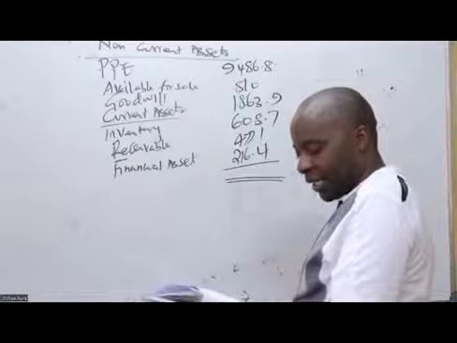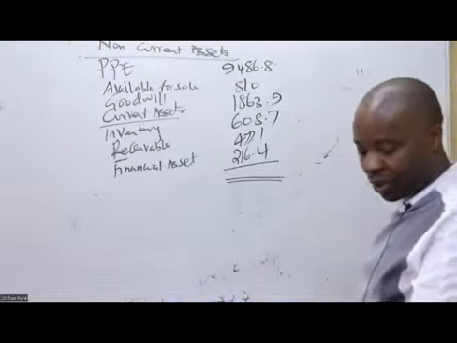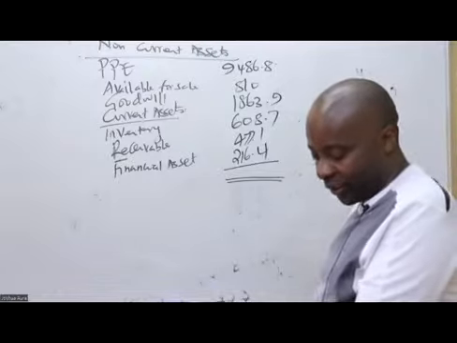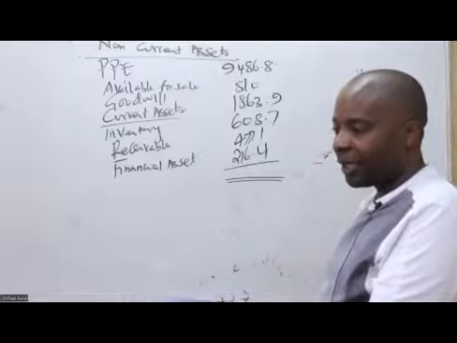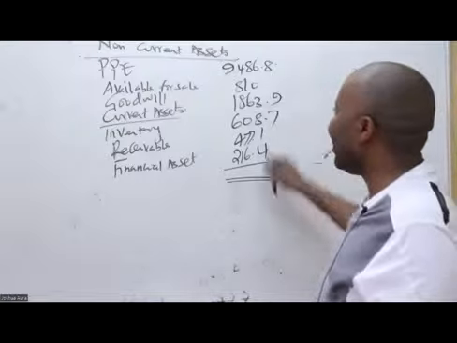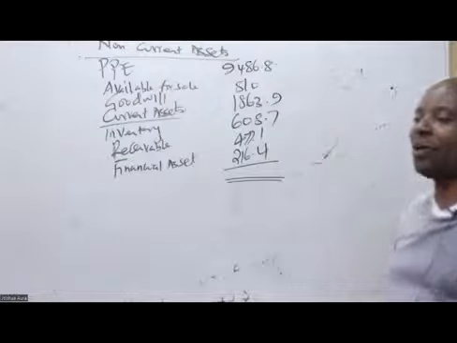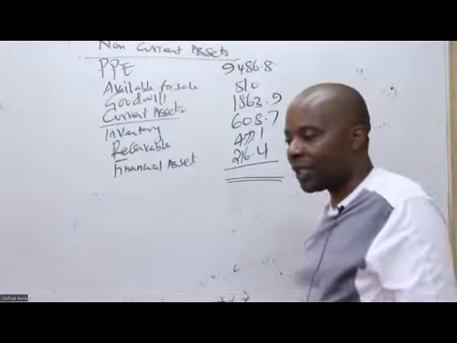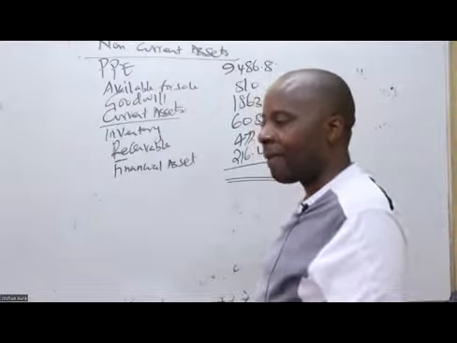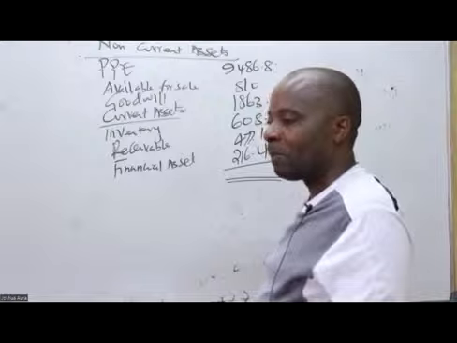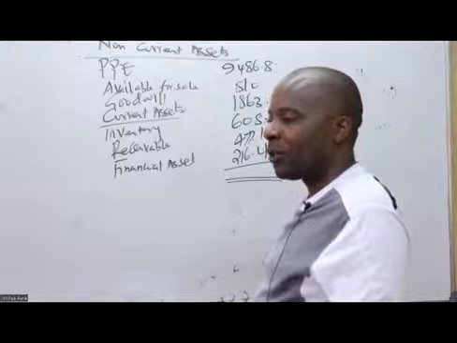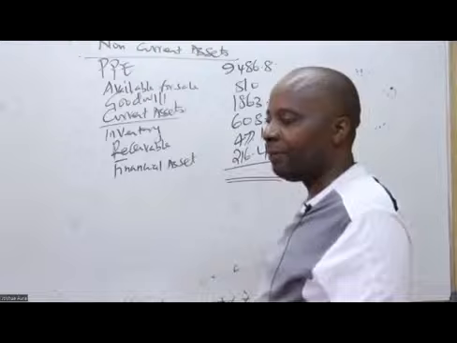So could you kindly give me these total assets? If you try adding down, how much are we getting there? Total assets, how much are we getting here?